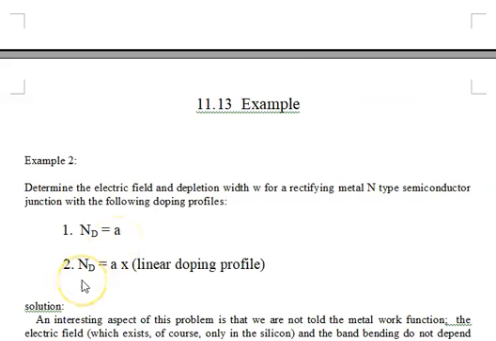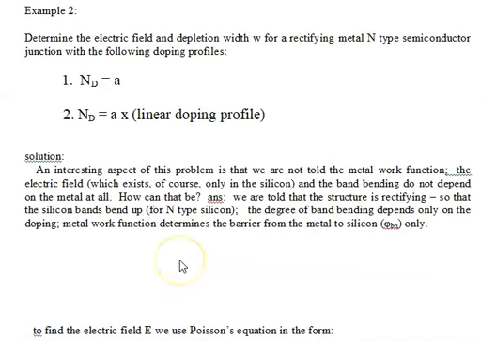But then we're going to introduce something new. Instead of being just a constant A, it's going to be a constant A multiplied by x, which means that if x equals 0, there is no doping. But as we go deeper and deeper into the semiconductor, the doping gets greater and greater. This is called a linear doping profile. Okay, so we're not told the metal work function. We don't need it. All we're told is the doping profile, and this one will be straightforward, just to review, and this one will be a little bit newer.